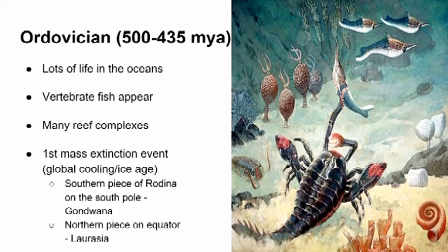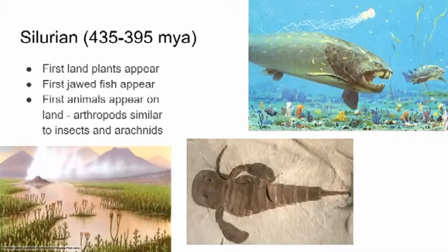It's going to be because of global cooling. It's going to send us into an ice age. And because of this ice age, almost everything is going to die off. We end up with 2 pieces of Rodinia. The southern one is Gondwana, down at the South Pole, and then near the equator you have Laurasia, which is where North America is going to be.